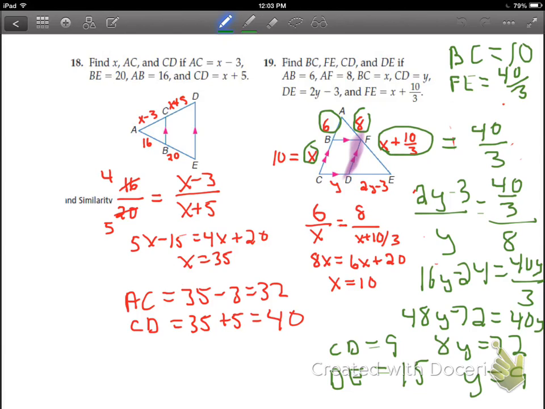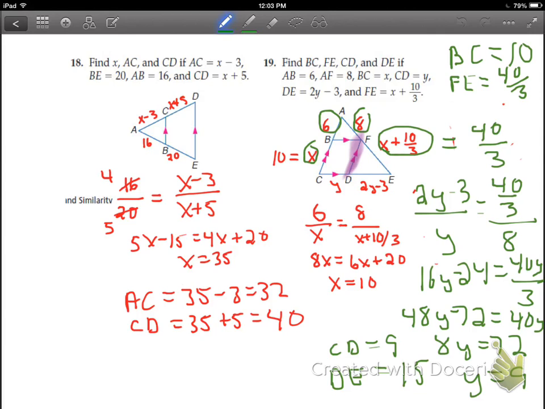Problem number 19, we've got to do a little more work here. On problem number 19, we're going to have to use the triangles twice. We're going to use line BF first. It divides AC and AE proportionally. That gives us the proportion in red there, that 6 over x, where x is the length of BC, equals 8 over x plus 10/3. When we cross multiply and solve, we'll get an x value of 10. That tells us that the length of BC is 10. It also gives us the length of FE at 40 over 3.